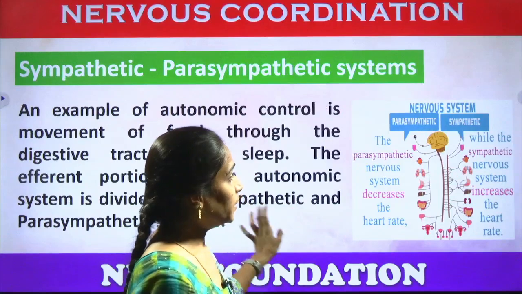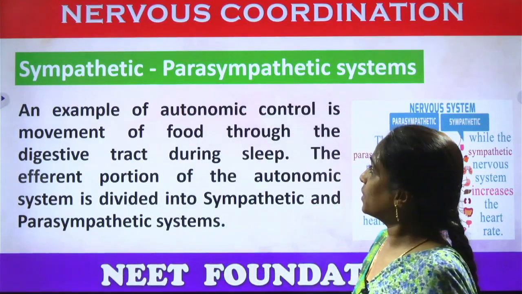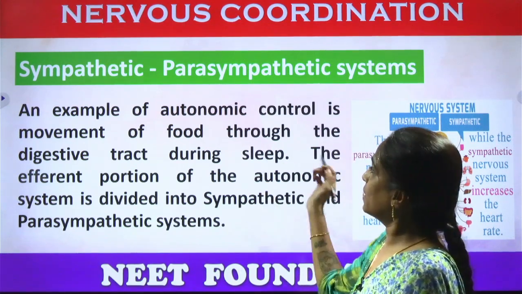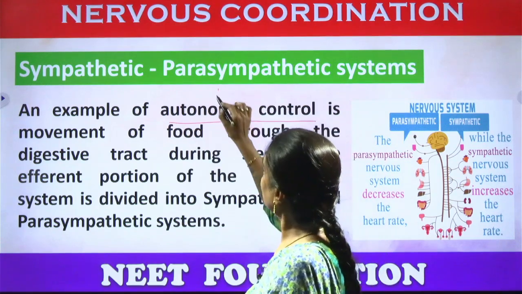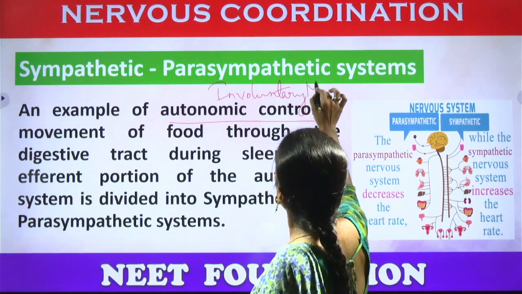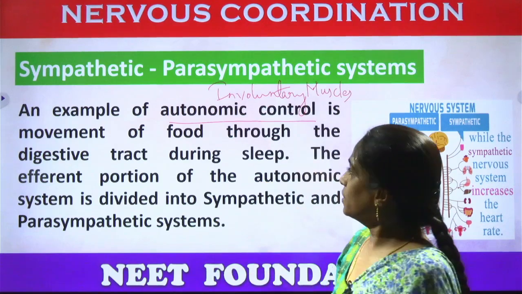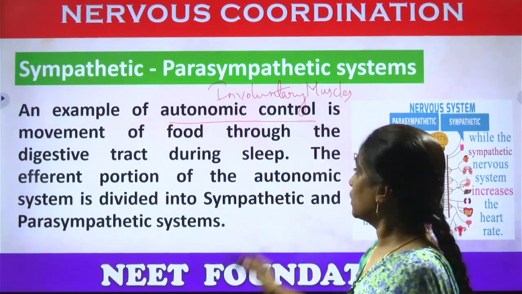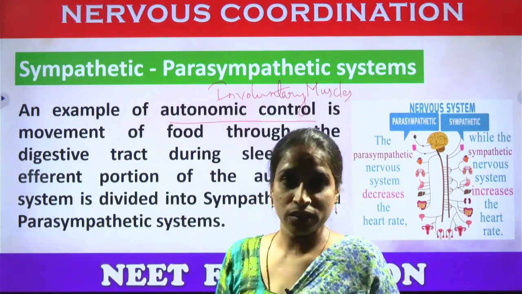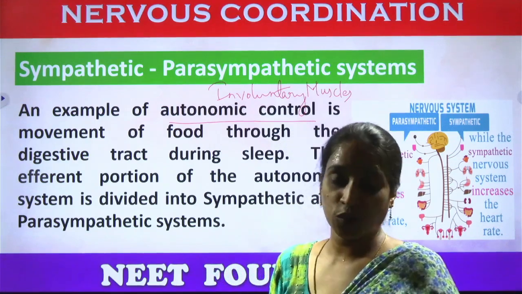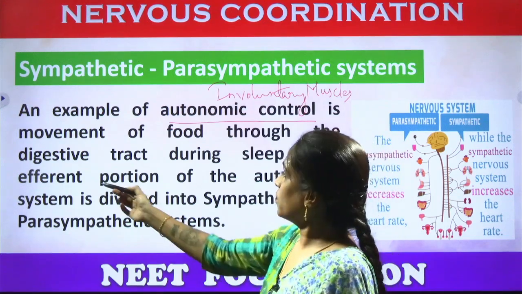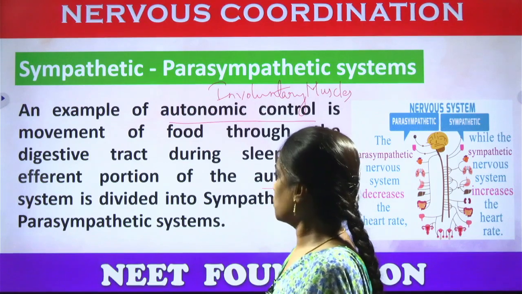Okay, next, what is the next concept? The sympathetic and parasympathetic systems. One example he has mentioned here is an example of autonomic control, nothing but involuntary muscles: movement of food through the digestive tract during sleep. Even when we go to sleep, the food will be digested. Who is responsible for that? The brain, the nerves, and some of the endocrine hormones are responsible for that. So here the efferent portion of the autonomic system is divided.